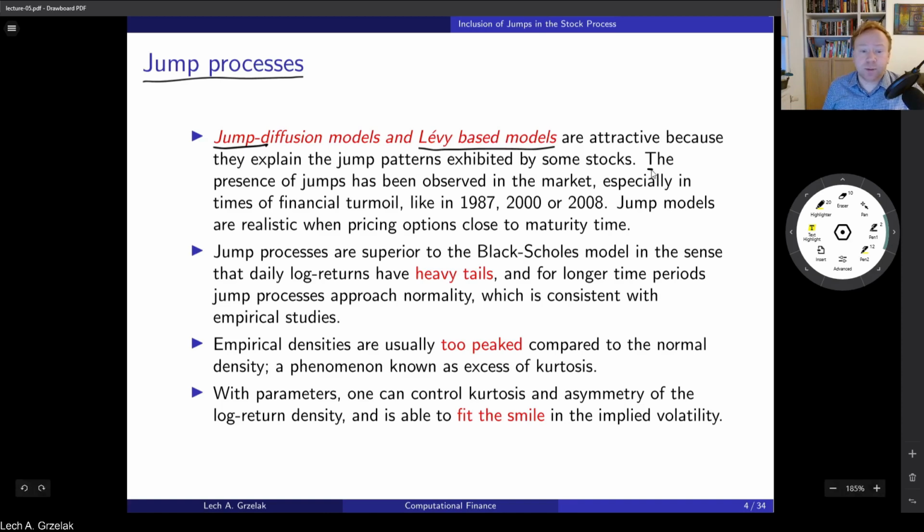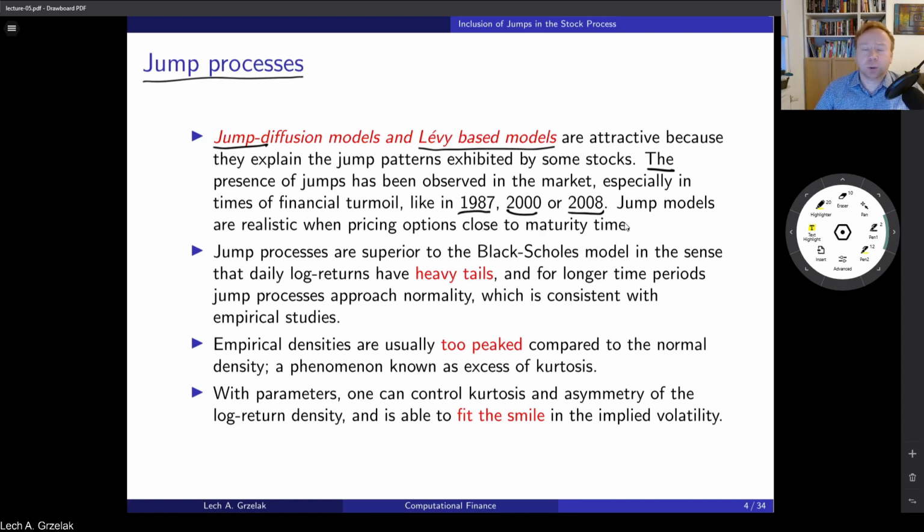The presence of jumps has been observed in the market. In the example that we have discussed, we could not really associate those particular jumps with particular market events, but we could expect huge jumps if we have a market crash, like in '87, the dot-com crash in the 2000s, 2008 when we had the mortgage crisis, and 2020 when we had the Corona crisis. Jump models are realistic when pricing options close to maturity.